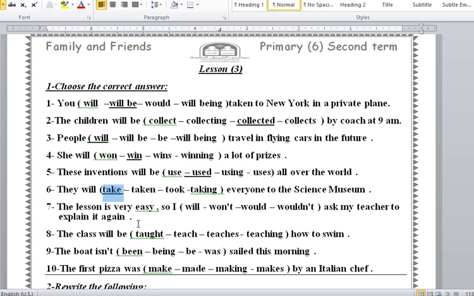The lesson is very easy, so I won't ask my teacher again. And by the way, it's all about how you understand the sentence. I won't ask my teacher to explain it again. Number 8, the class will be space how to swim, so the class will be plus PP, will be taught, teach, taught.